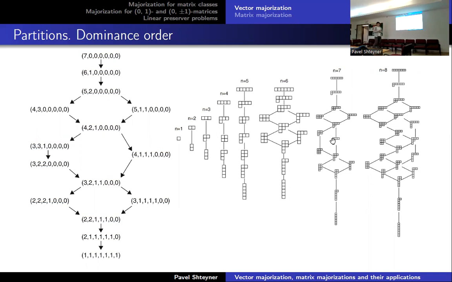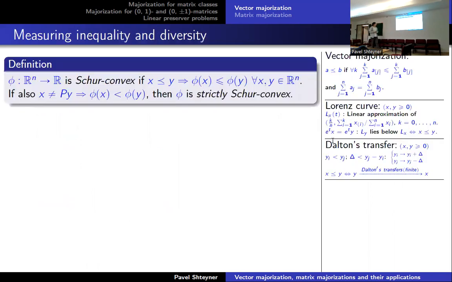And this Hasse diagram, what relation does it represent? In general, it's majorization. Mm-hmm. And vector majorization is a preorder, so it loses information. A function is called Schur convex if majorization of x by y implies that P of x doesn't exceed P of y. And it's called strictly Schur convex if the inequality is strict whenever x is not a permutation of y.